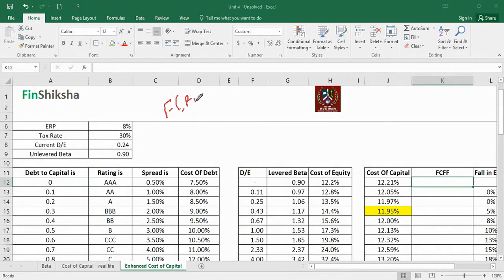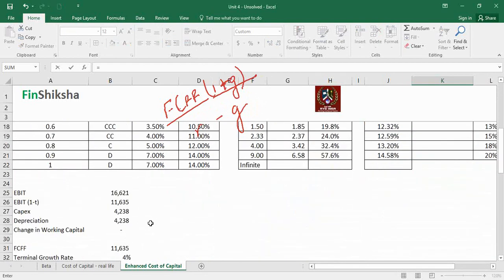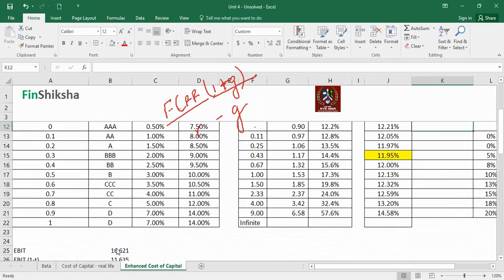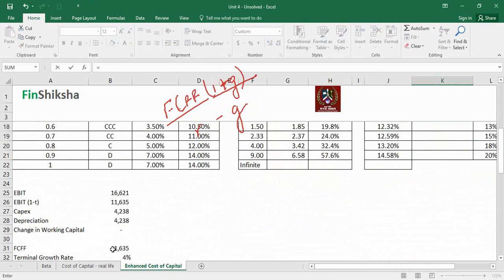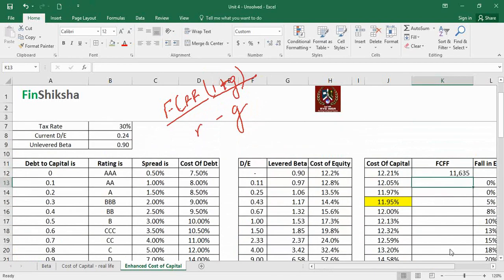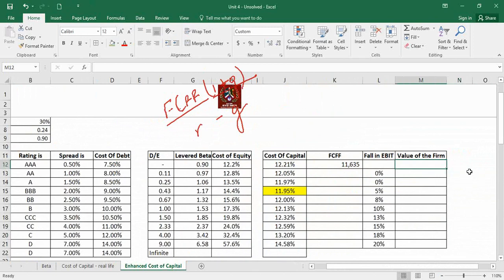FCFF into 1 plus the growth rate divided by R minus G, correct? So FCFF into 1 plus the growth rate divided by R minus G is what we are going to look at. So what is the FCFF? Let's go ahead and calculate it. So FCFF is given here, that's 11635 into 1 plus, sorry. So we first link the FCFF here. Let's just link the FCFF here. And the final value that we are looking at will come here, value of the firm.